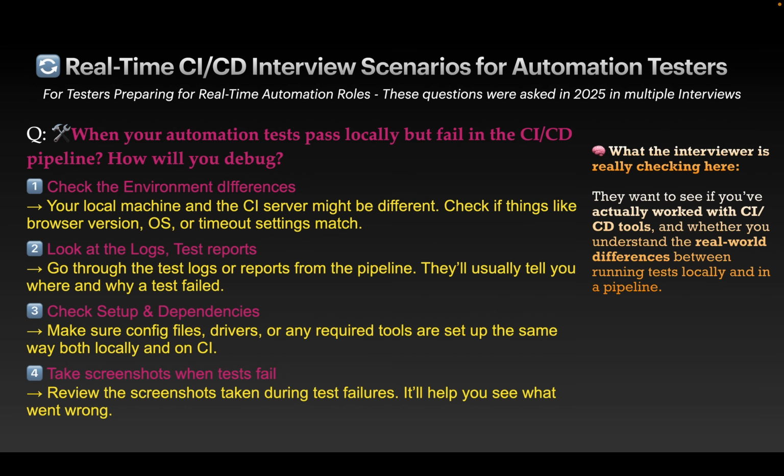You might have completed some setup locally, but you might have missed some dependencies in the pipeline. So add all those dependencies. And review the screenshots taken during test failure. You can review the screenshots from the CI pipeline and see what exactly the error is. In this way we can debug the failing tests in the CI pipeline.